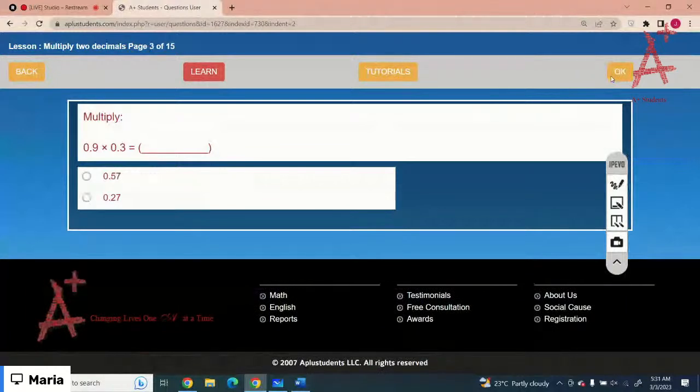Okay, 0.9 times 0.3, which is the correct option? 9 times 3 is 27. You need to put decimal point two places left, so it would be 0.27. Very good, it is 0.27.